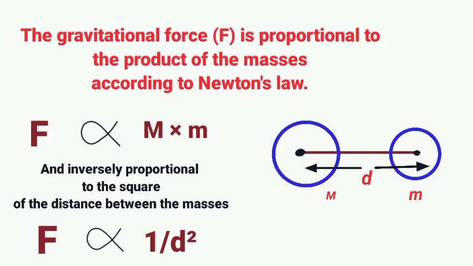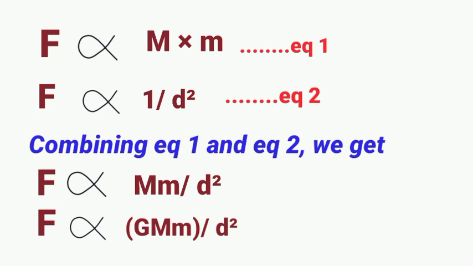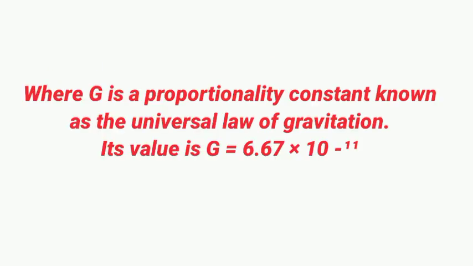Then it is inversely proportional to the square of the distance between the masses, that is, F is proportional to 1 upon d square. So here the two objects of masses capital M and small m are separated by a distance d. Let's take these as equation 1 and equation 2. After combining both, we get F proportional to the product of masses upon d square. So F is proportional to capital M and small m upon d square, which can be written with G as a constant.